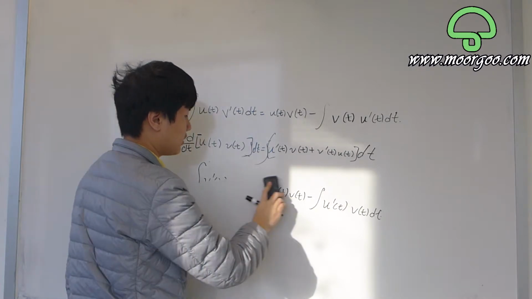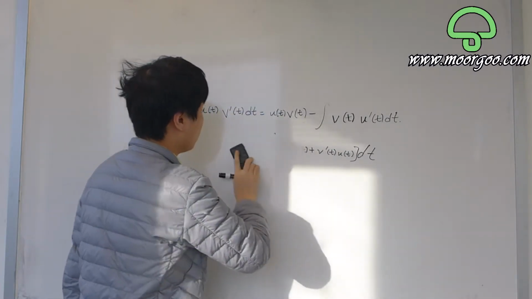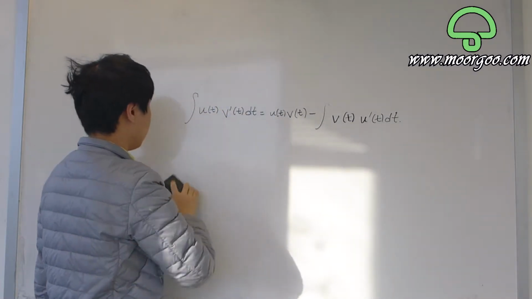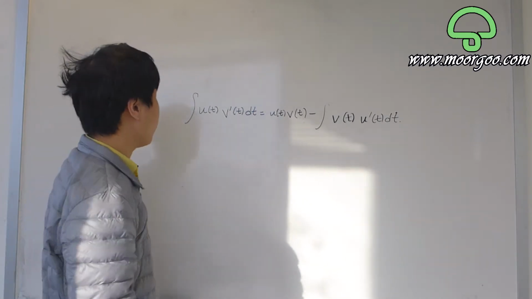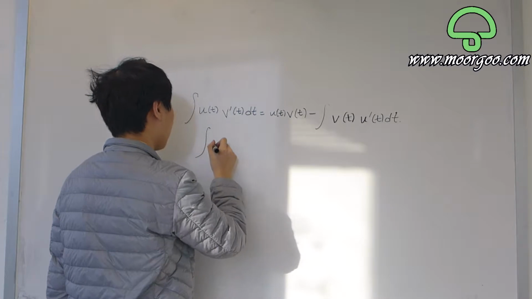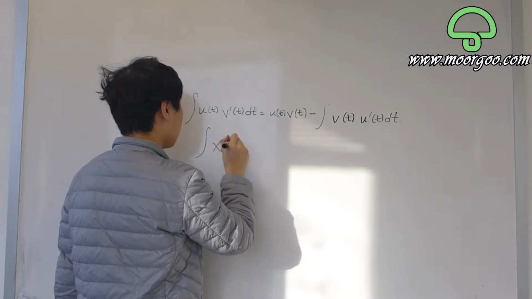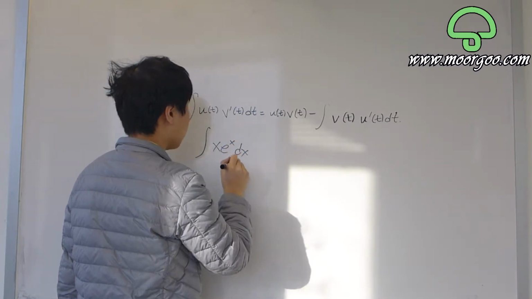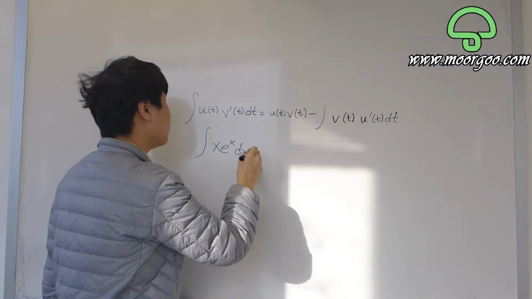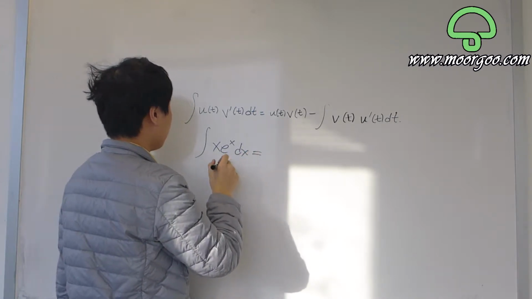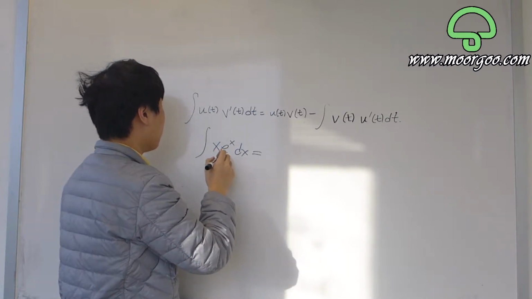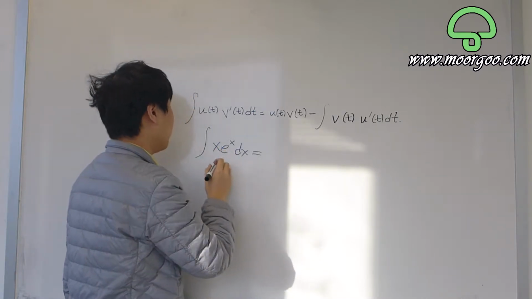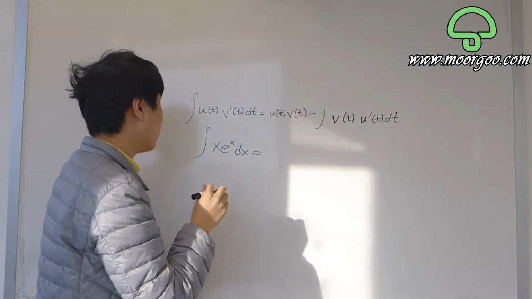Now this is pretty straightforward. So now let's see a few examples to see how we apply this. Example number 1. Which one should we choose to be u, and which one should we choose to be derivative of v?